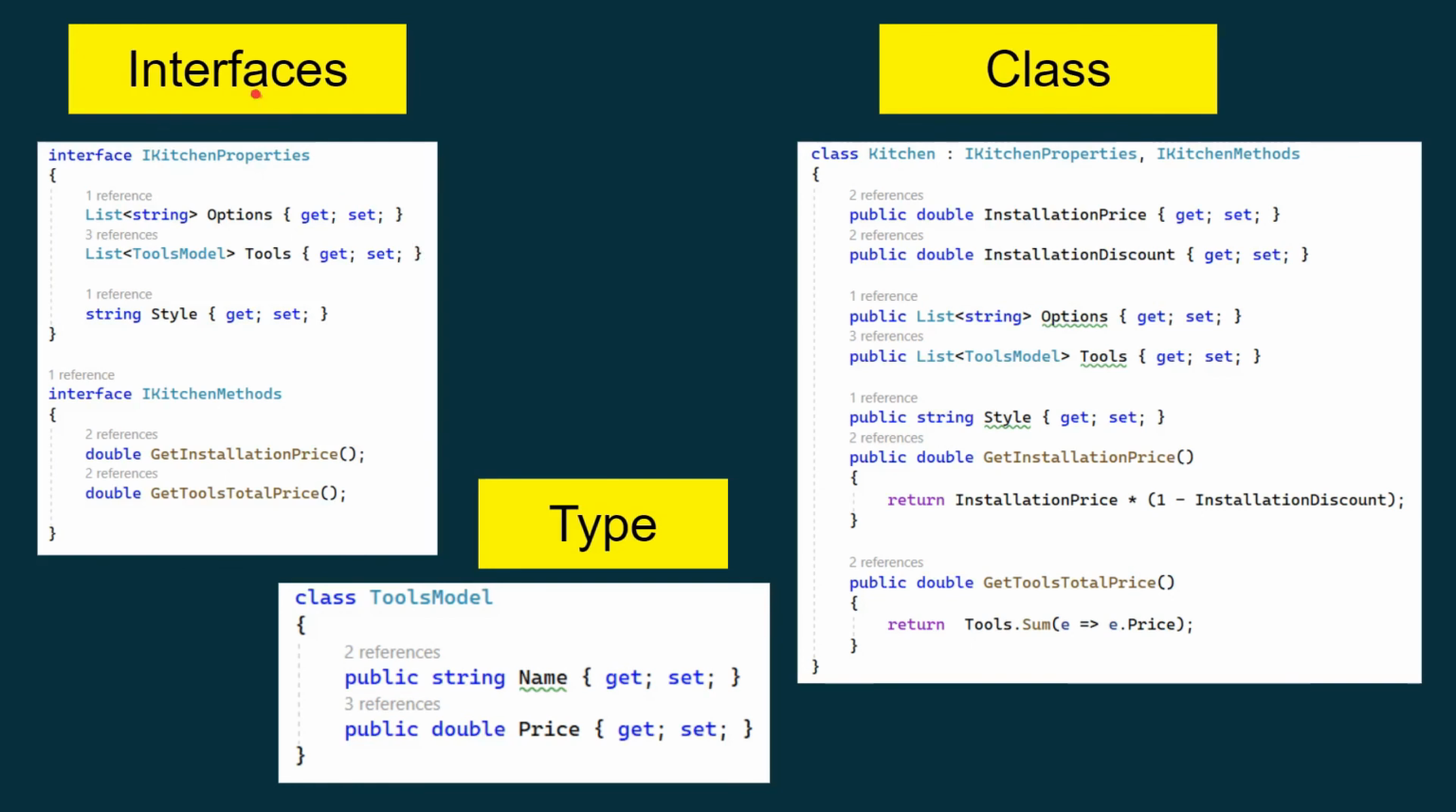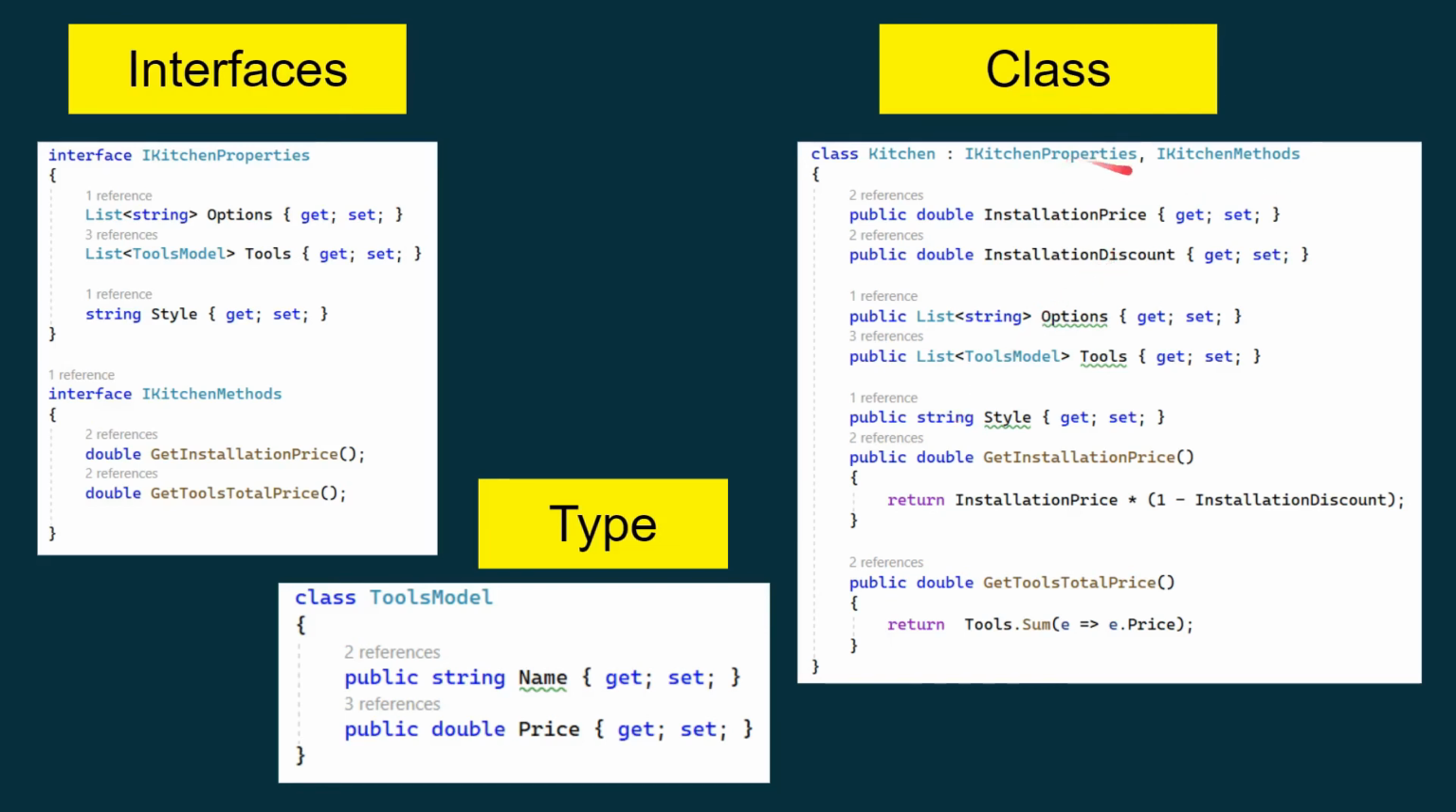And here we have two interfaces, and we have a class Kitchen that implements these two interfaces. If you implement more than one interface, then you separate them by a comma here, as you see, and your class that implements those interfaces must have or contain all properties and methods of the implemented interfaces.